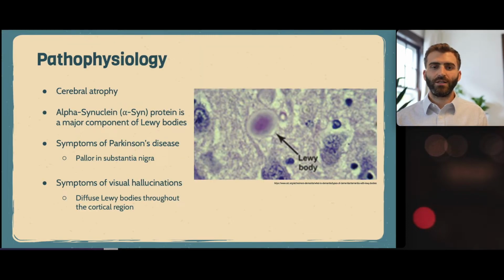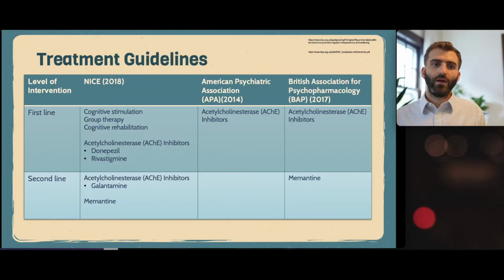And this is caused, just like how Alzheimer's disease is caused by protein aggregates, this is caused by a different protein, alpha-synuclein, which is also seen in Parkinson's disease, which explains the similarity in some of the symptoms. Treatment guidelines are seen here, so a few non-pharm options, acetylcholinesterase inhibitors, and then second line is memantine.